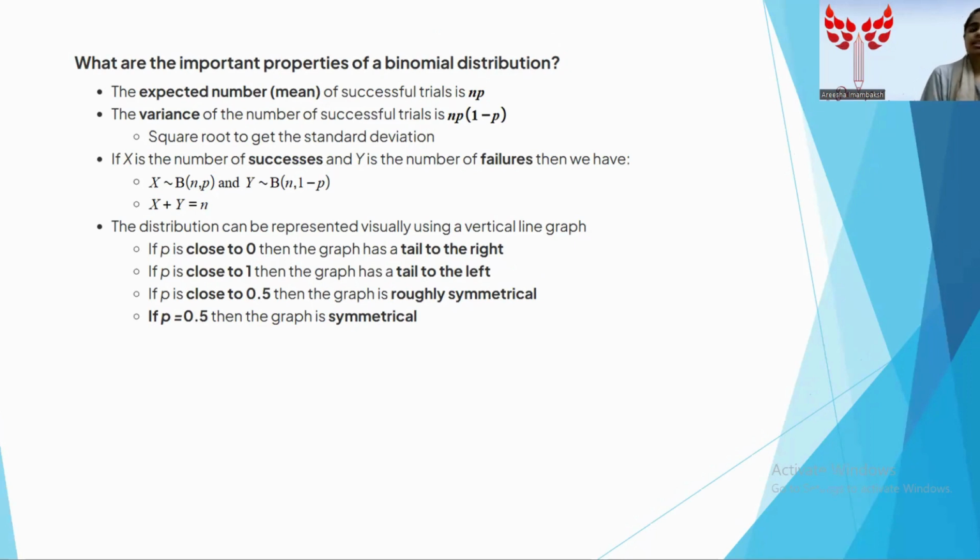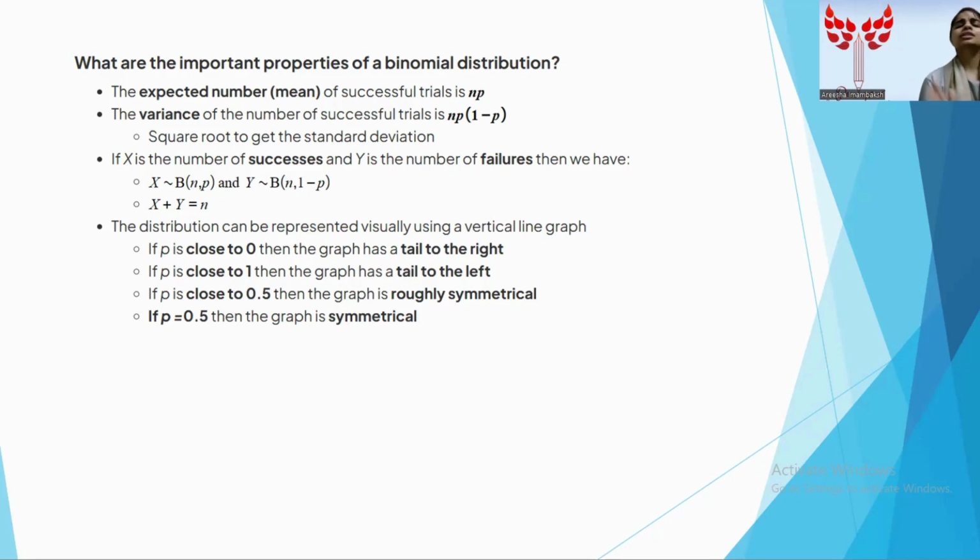Now, if X is the number of successes and Y is the number of failures, we say that X follows a binomial distribution with n trials and p the probability of success. Y follows a binomial distribution too, because Y is the number of failures. Now our failure is actually our favorable outcome. We are looking for failures, so if we find a failure, that is our success. So Y follows a binomial distribution with n trials, and 1 minus p is the probability of failure, which is now a success for us.